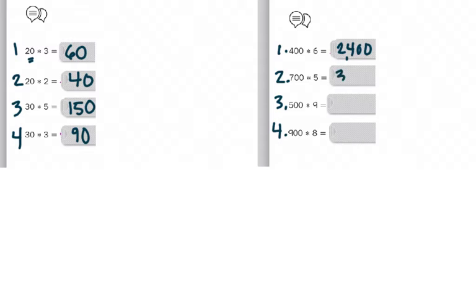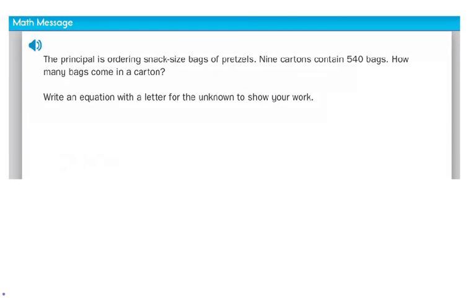7 times 5 is 35. Add your 2 zeros. The product is 3,500. 5 times 9 is 45. The product is 4,500. And 9 times 8 is 72. Our product is 7,200. Go ahead and erase your whiteboard.